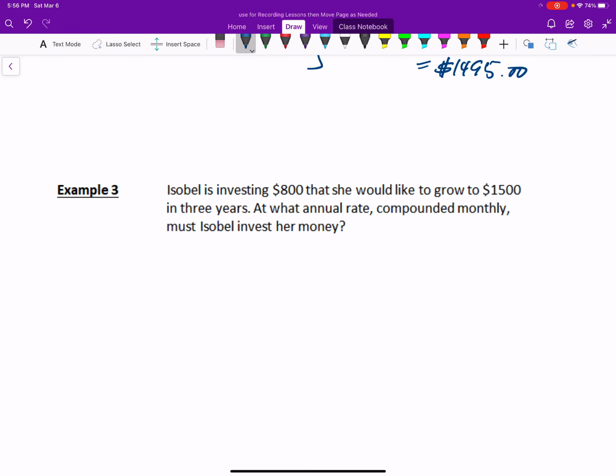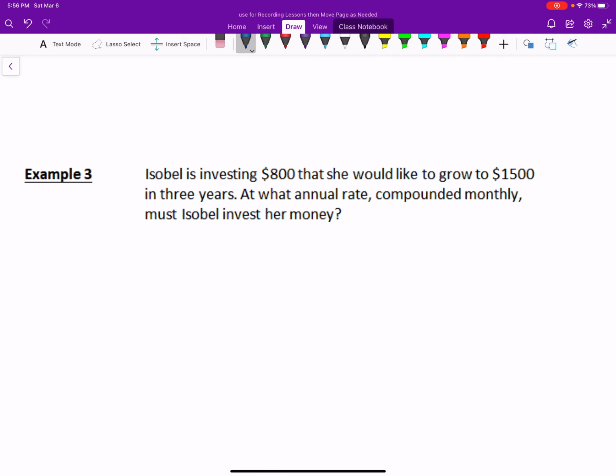Isabel is investing $800 that she would like to grow to $1,500 in 3 years. At what annual rate, compounded monthly, must Isabel invest her money? So for this one, we're being asked to calculate the interest, right? So we don't know what I is. We do know, if it's compounded monthly, that it's going to be whatever the annual rate is. I'm going to call that R for annual rate. I is going to be R divided by 12. That's just something to maybe keep in the back of our minds for now.